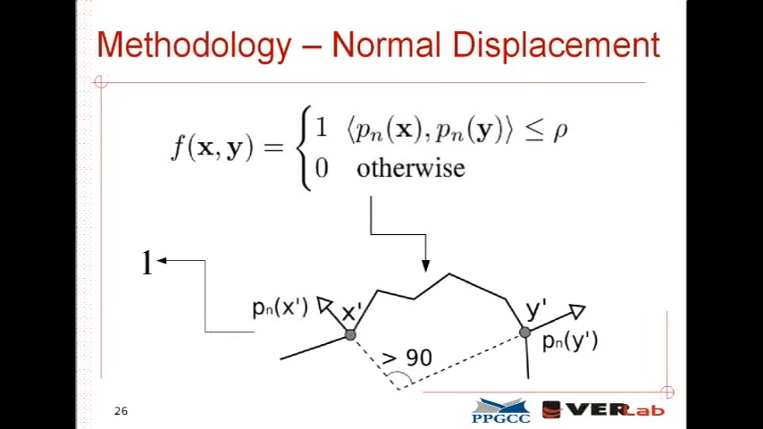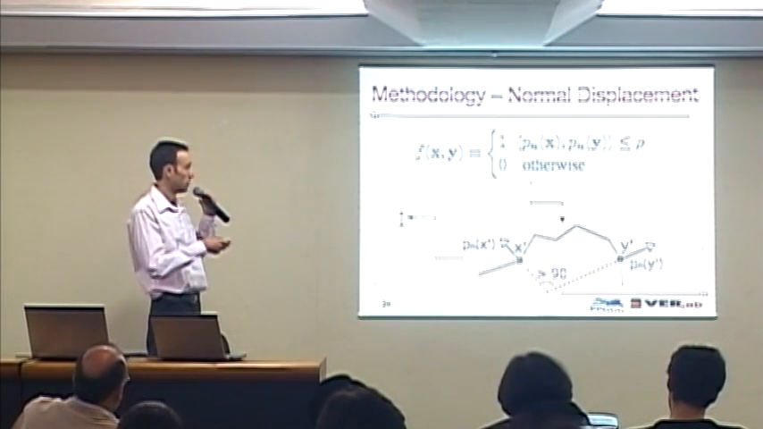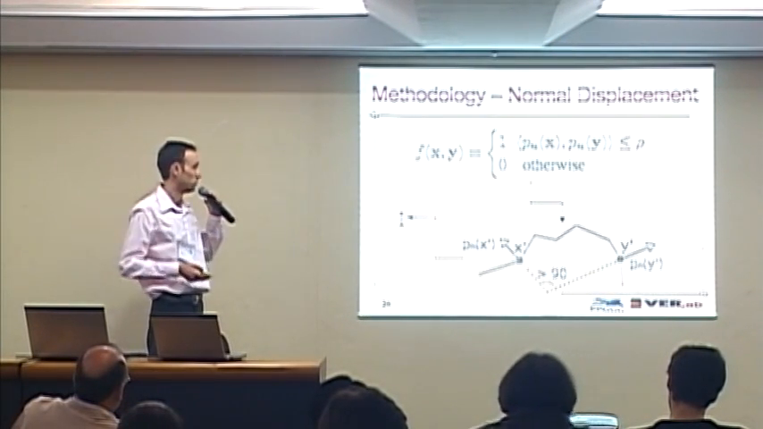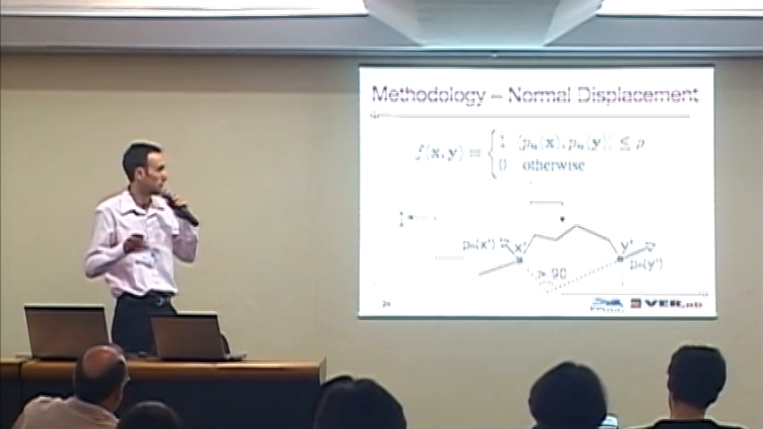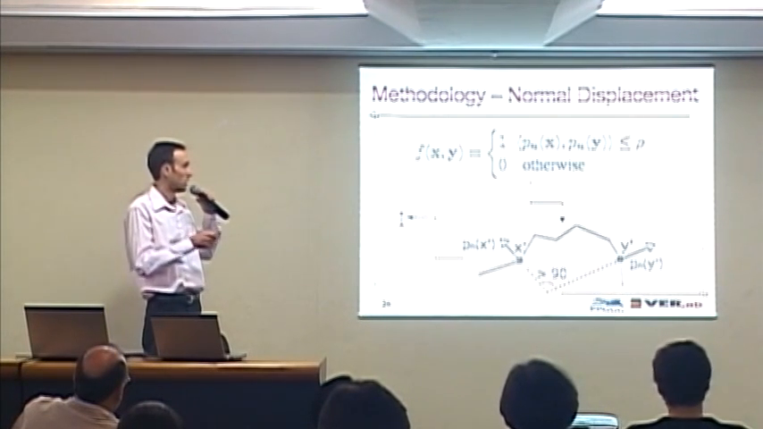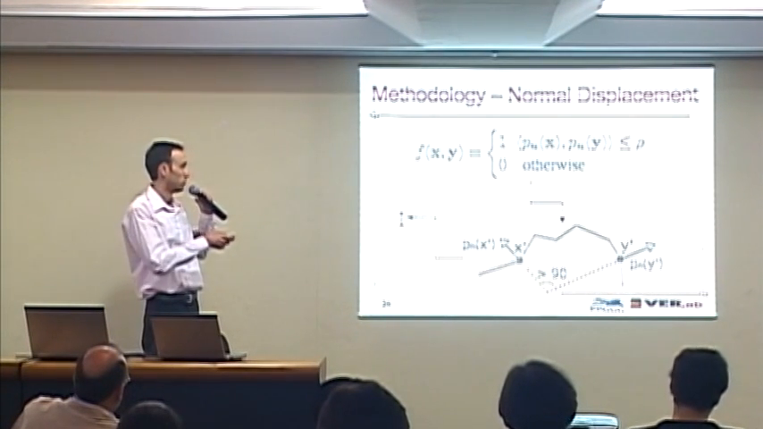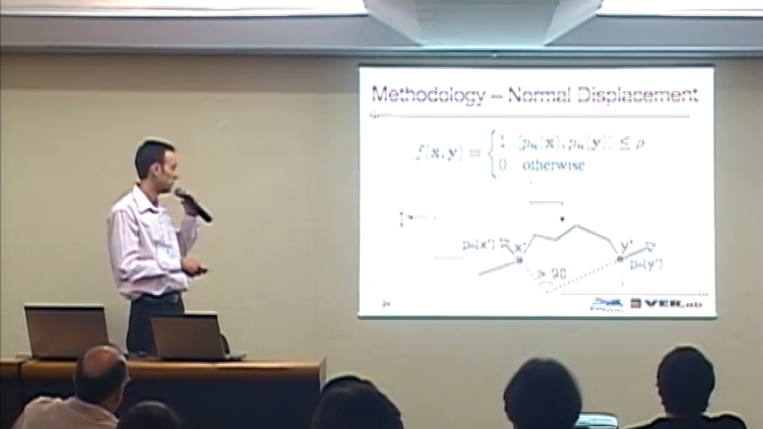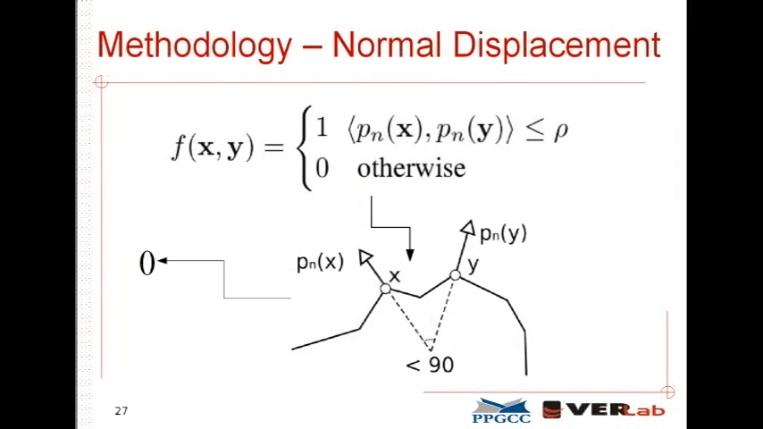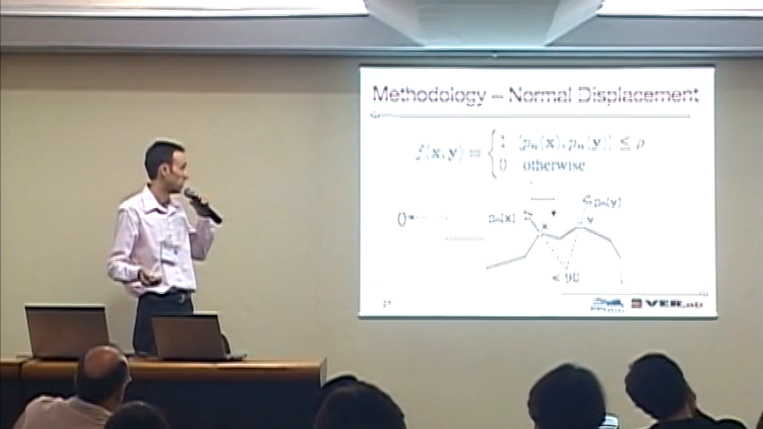In the normal displacement, we test the angle between the normals of each pair of pixels. For example, we compute the dot product between the normals and check if it is below an angular threshold. If this dot product is below, then we use a bit with value 1 to set this kind of feature, showing this configuration. Otherwise, if the configuration is different, we use a bit with value 0.